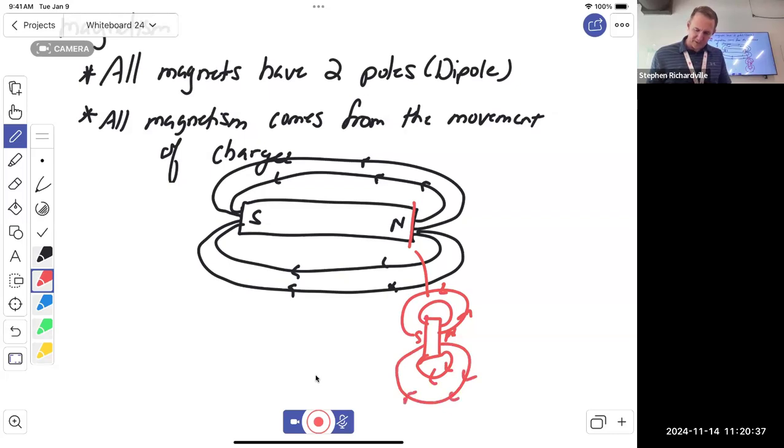And field lines go from north to south. So like in electrostatics, field lines don't cross. Field lines move from north to south. North is not positive. South is not negative. But field lines, we say, by convention, move from north to south, like positive to negative. Cool?